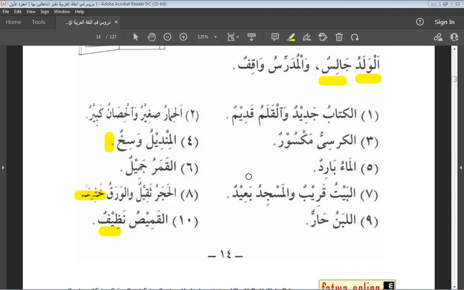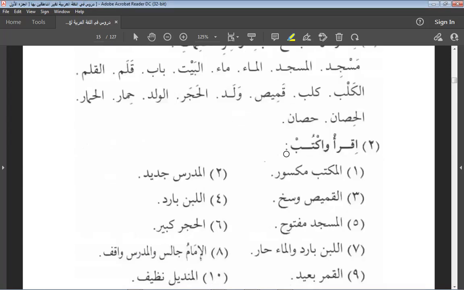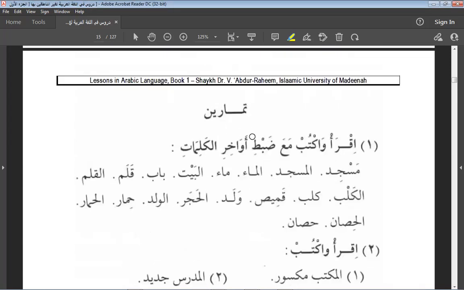Okay, and then we come to tamarin. In this tamarin, you realize that there are no vowels, but if you have the book, I'm sure there will be vowels there. But in the tamarin, he says, اقرأ واكتب مع الضبط أواخر الكلمات. اقرأ, read. واكتب, and write. مع الضبط, with vowelizing. The word dabt actually means to put something accurately. So what it is saying is read and write with vowelizing, giving vowels to awakhir al-kalimat, the endings of the words. So here, the words are vowelized, all right, but the endings do not have vowels.